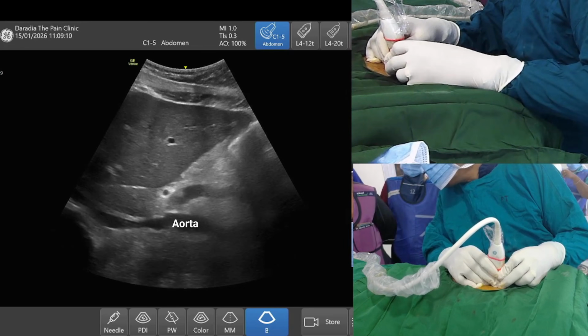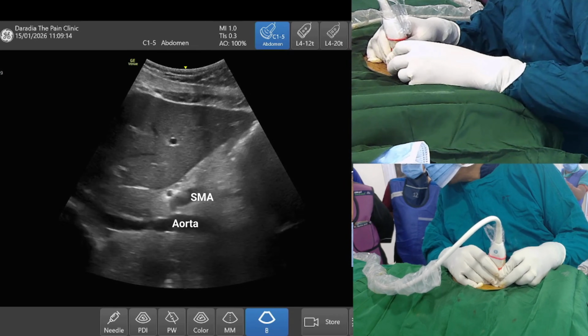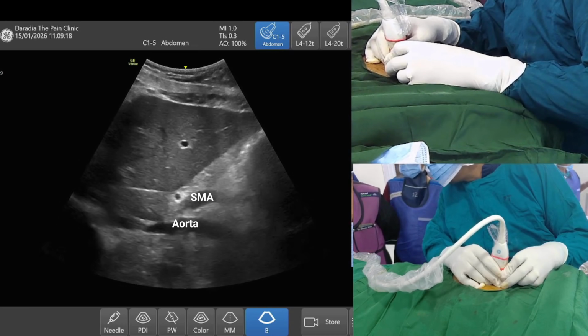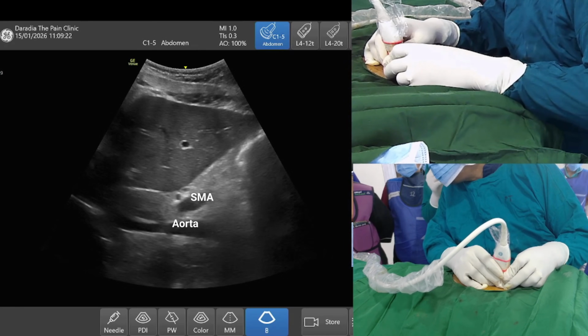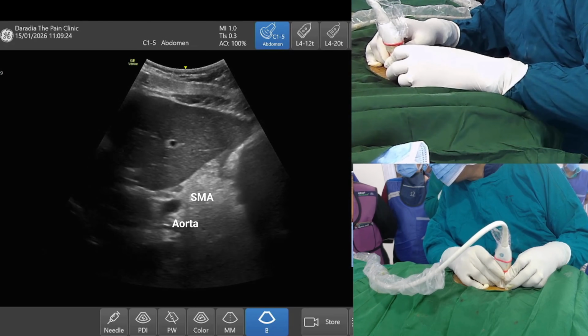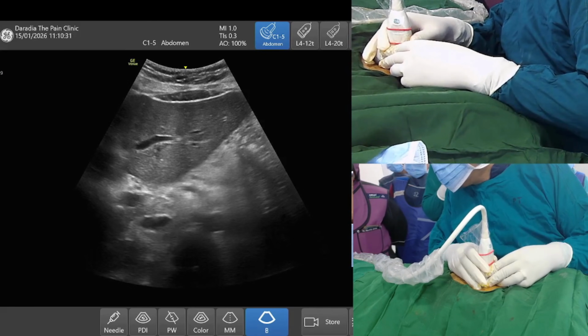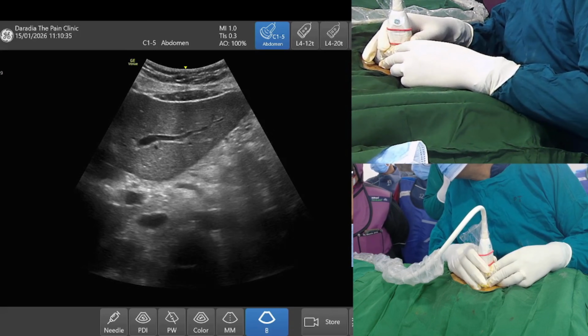Just below the liver, you will see the superior mesenteric artery, which is coming out anteriorly from the aorta. This vessel serves as an important landmark. The celiac trunk lies just cranial to the superior mesenteric artery. At this stage, rotate the probe into the short axis view to better visualize the branching pattern.